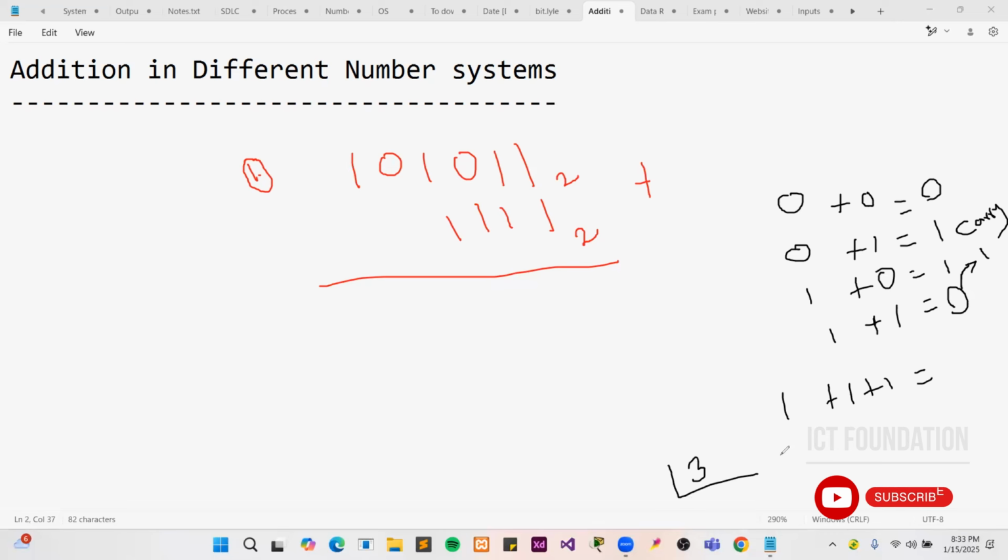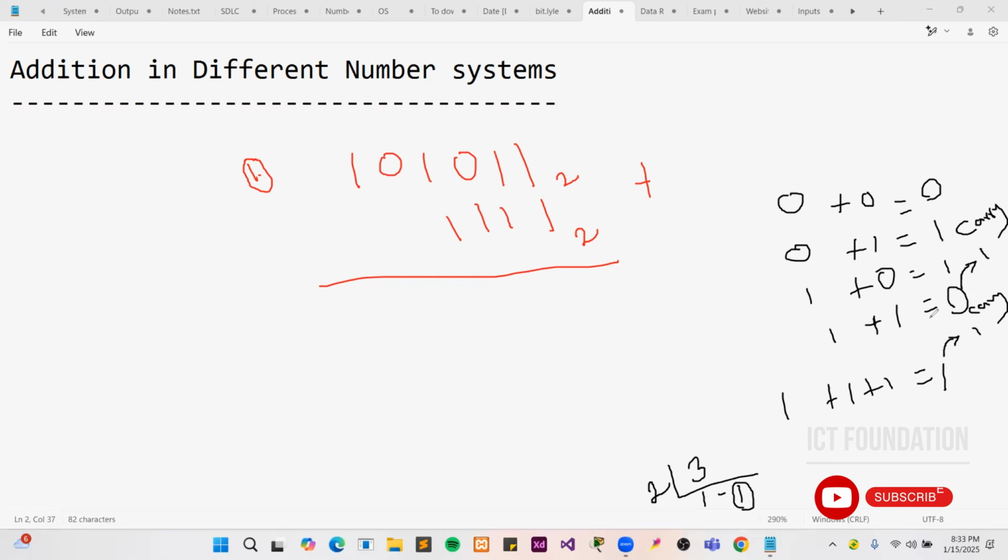But 3, you don't have any space to write 3. So you have to divide by 2. So one time it will be totally divided. You will get the remainder as 1. So the remainder part you can write here. No? So 1 will be written here. Then the carry part will be 1.